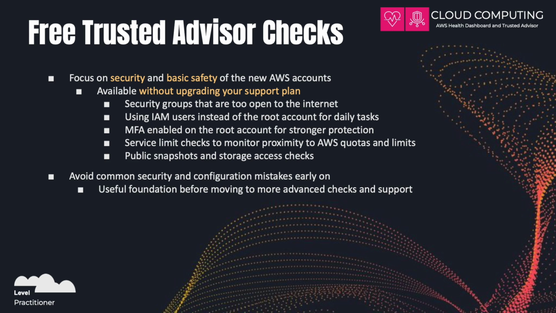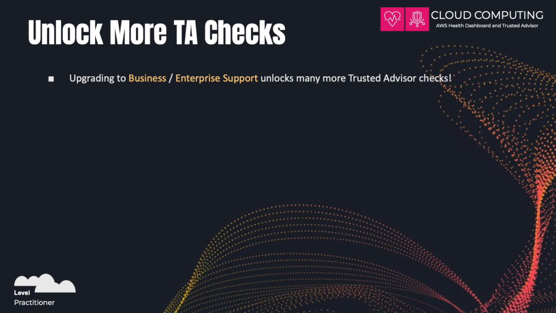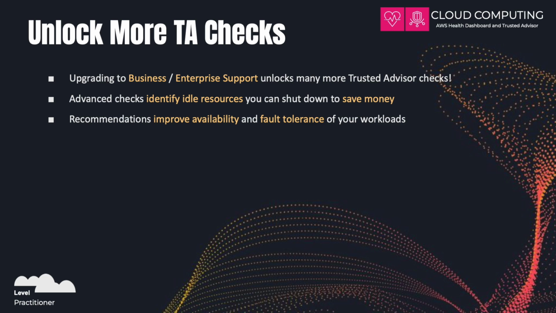But if your workloads are bigger and more critical, you might want deeper insights and more advanced recommendations. And that's where upgraded support plans make a difference. If you upgrade your AWS support plan to Business or Enterprise, Trusted Advisor unlocks many more checks around cost saving, performance tuning, and resilience. For example, you'll get recommendations for idle resources that you can shut down to save money, suggestions to improve availability and fault tolerance, and more detailed guidance on performance and operations.